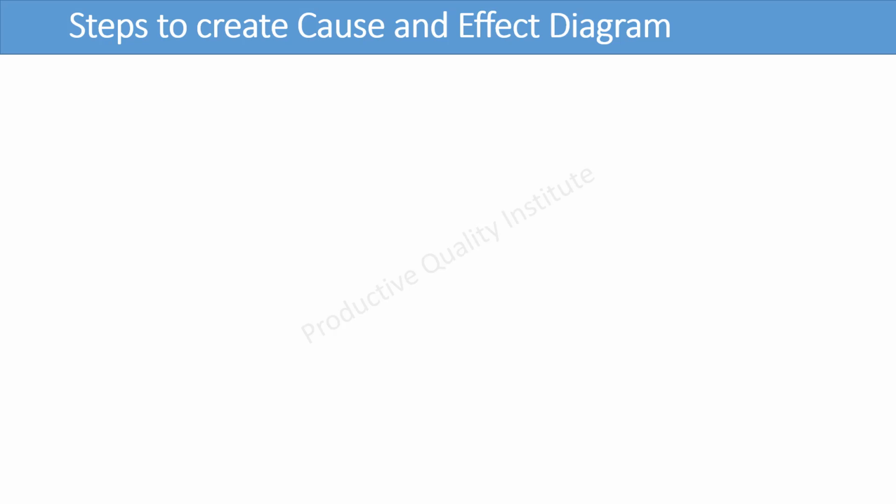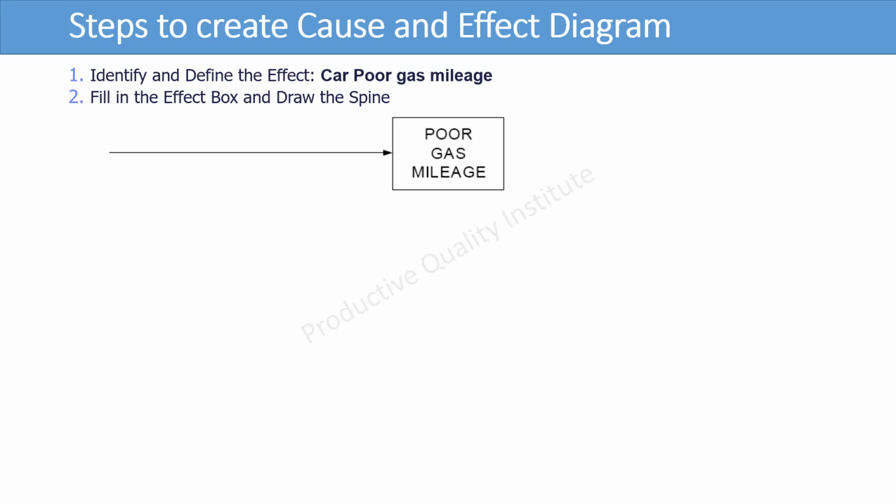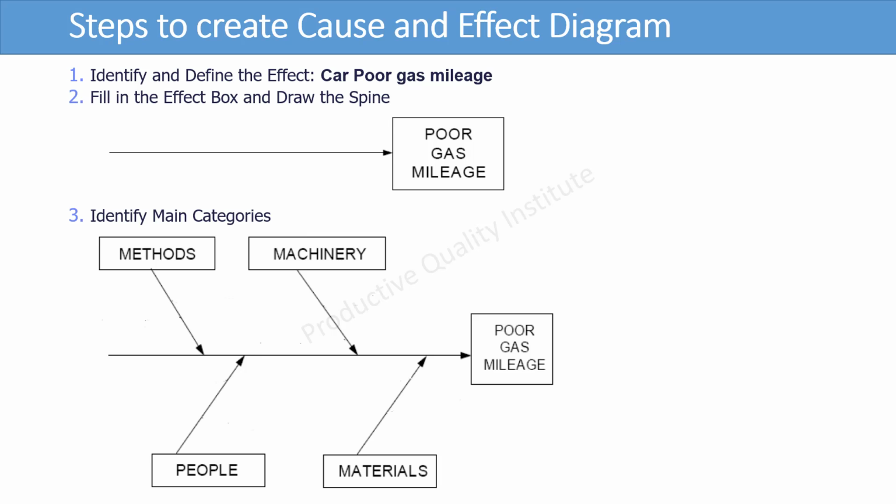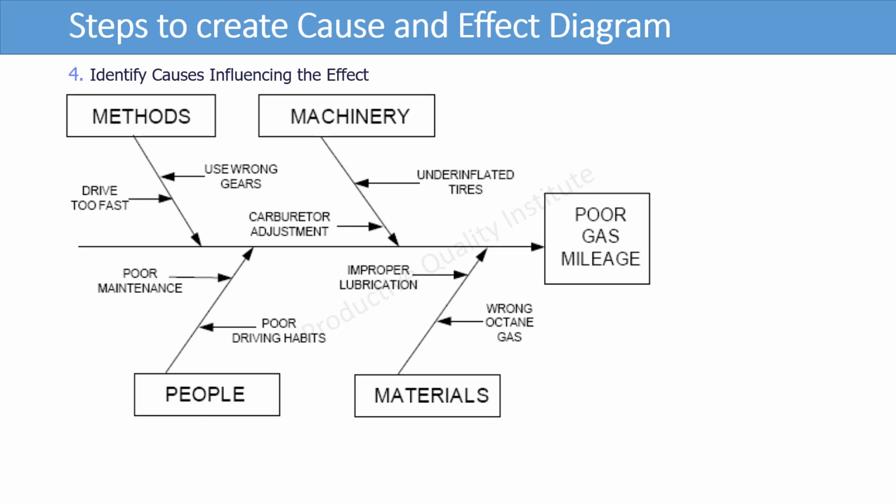Now, we will practice the steps to create a cause and effect diagram through an example. 1. Identify and define the effect: car poor gas mileage. 2. Fill in the effect box and draw the spine. 3. Identify main categories: machinery, materials, people, and methods. 4. Identify causes influencing the effect. For example, for methods, drive too fast and use wrong gears. For people, poor maintenance and poor driving habits.